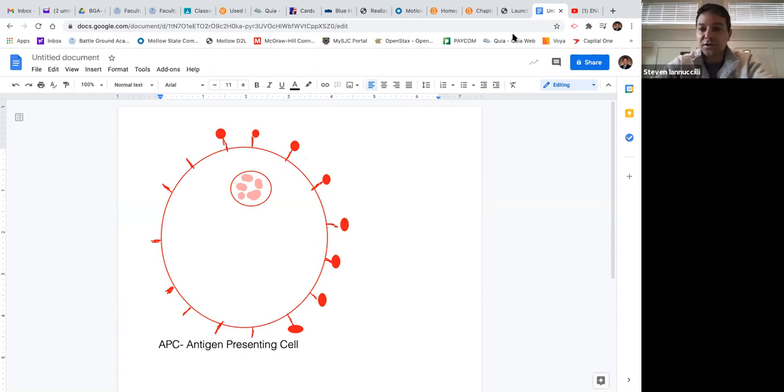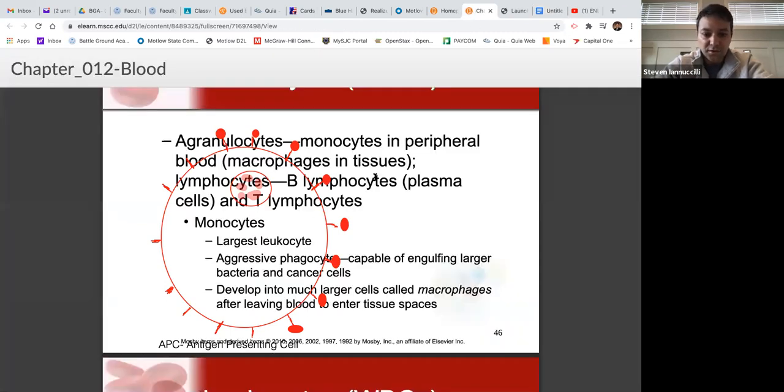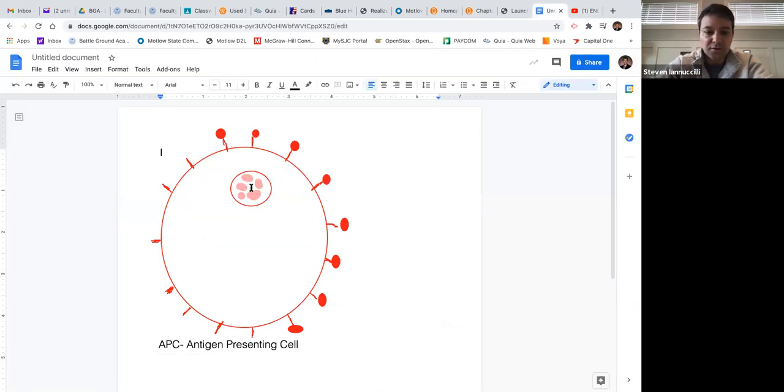So just to go back to the PowerPoint really quick without me erasing this, the other agranulocytes that they talk about are B cells and T cells. So let's go back to that real quick. Go back to my drawing. So how do B cells and T cells interact with this stuff, right?